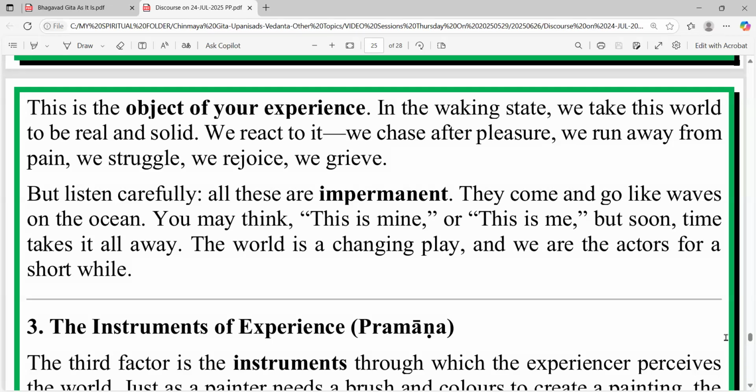In the waking state, we take this world to be real and solid. We react to it. We chase after pleasure. We run away from pain. We struggle. We rejoice. We grieve. But listen carefully. All these are impermanent. They come and go like waves on the ocean. You may think this is mine or this is me, but soon time takes it all away. The world is a changing play, and we are the actors for a short while.